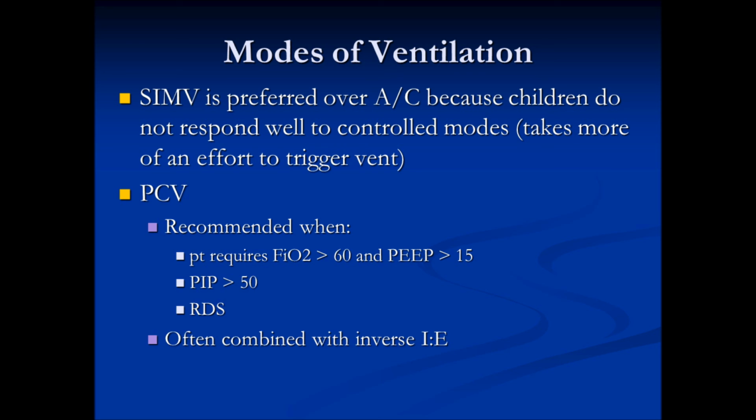Okay, for modes of ventilation, SIMV is preferred over AC because children do not respond well to controlled modes. It takes more of an effort to get them to trigger the vent. Pressure control ventilation, however, is recommended when the patient requires FiO2 greater than 60 and a PEEP greater than 15 and PIPs greater than 50, and if they have RDS. So of course with neonates we do pressure control, but with pediatric patients we use SIMV over assist control.